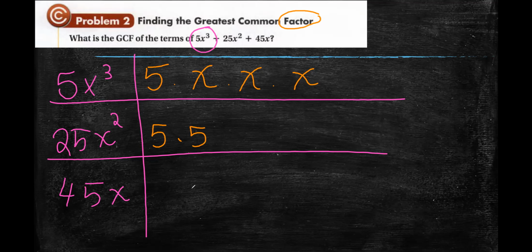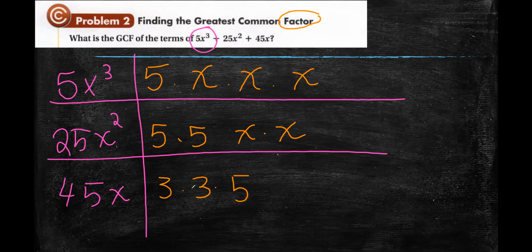And x squared, how many x do we have? 2 x's. X, then another x. Then go to the 45x. What is the prime factor of 45x? 3 multiplied by 3 multiplied by 5. Thank you. They are 3 times 3 times 5.